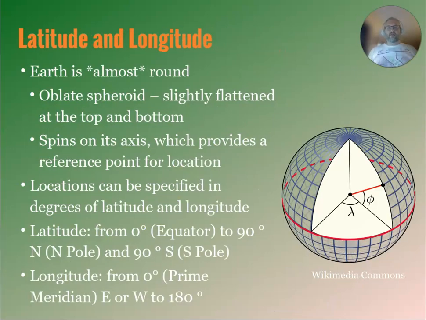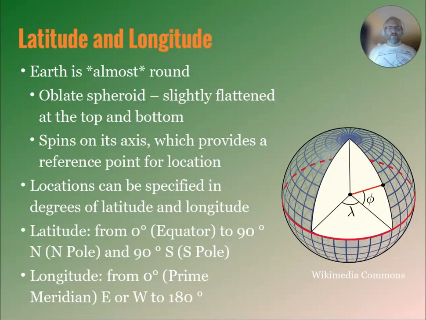Okay, so latitude and longitude is our system for locating things on the Earth. So if we want to know where something is, we need to know its latitude and longitude. And these are based on the fact that the Earth is almost a perfect sphere.